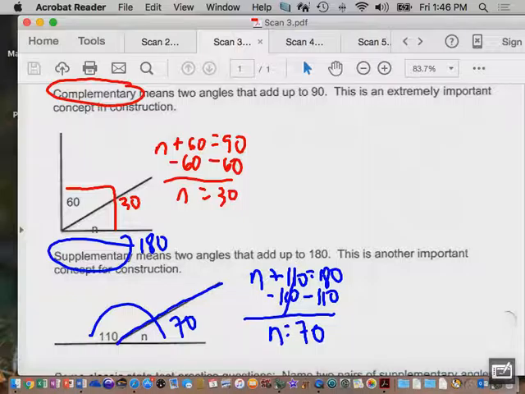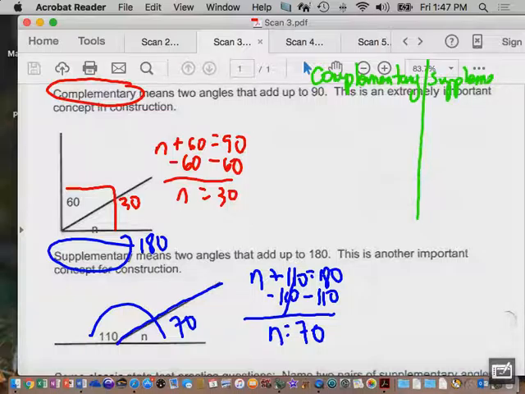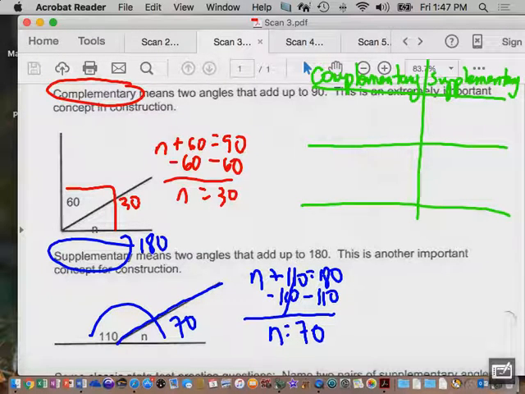So complementary means adds up to 90, supplementary adds up to 180. Now, sometimes kids have a little bit of a hard time remembering which one means adds up to 90 and which one adds up to 180. So I'm gonna show you 2 tricks for remembering how to do it. Complementary, supplementary. I'm gonna show you the way I like to do it and the way Coach Friend liked to do it. And then you remember it whichever way you like to remember it. Coach Friend, he taught here up until last year.